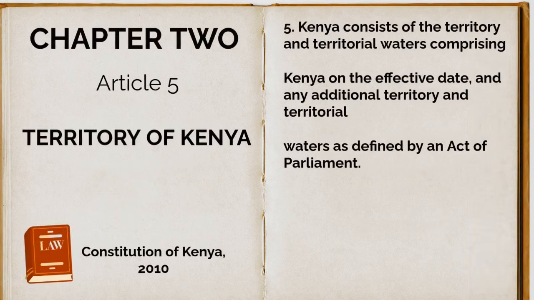What does Article 5 talk about? It is the territory of Kenya. Do you know the territory of Kenya is in the Constitution? It involves the land and the territorial waters comprising Kenya on the effective date, and any additional territory and territorial waters as defined by Parliament.